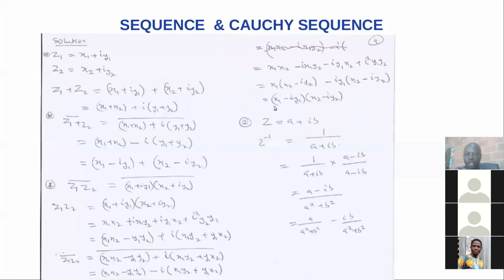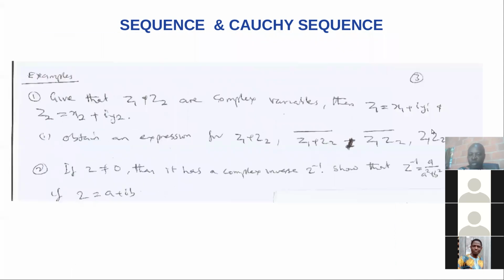So this one now, x1 minus i y1, which is coming from these two terms, then you pick the other one, then it gives you this. So technically, we have obtained an expression for this term and also for this term.